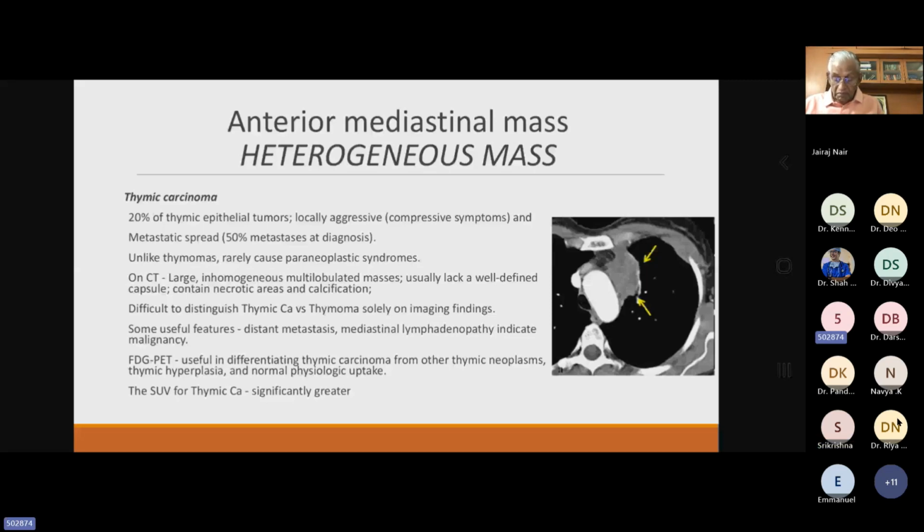On CT, a large inhomogeneous multilobulated mass is seen which lacks a well-defined capsule and contains necrotic areas and calcification. It is difficult to diagnose thymic carcinoma versus thymoma solely based on imaging findings. Some useful features include distant metastasis and mediastinal lymphadenopathy, indicating malignancy. FDG PET is useful in differentiating thymic carcinoma from other thymic neoplasms, thymic hyperplasia, and normal physiological uptake. The SUV for thymic carcinoma is significantly greater.